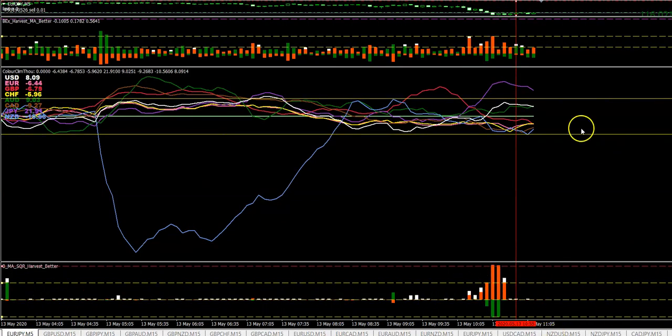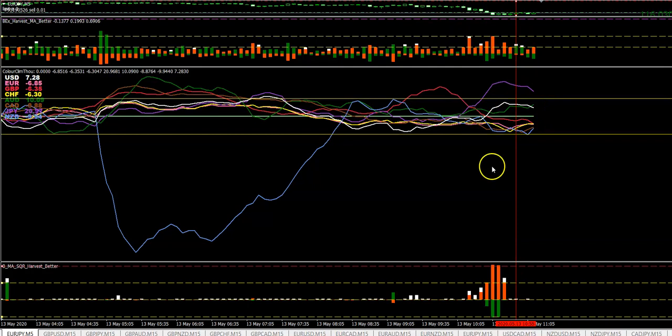Now, this is what I usually look for. Okay, this is my strength meter, and my strength meter is on a 5-minute time frame. Basically, if I come here, this is my GBP. The reddish line is the GBP pair, and then my dollar is the white line.